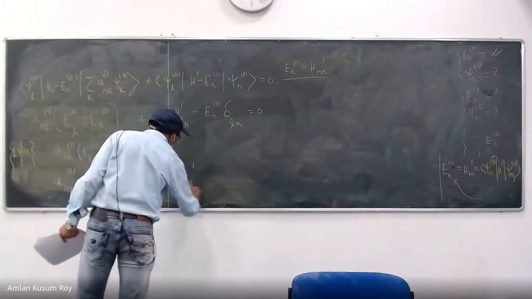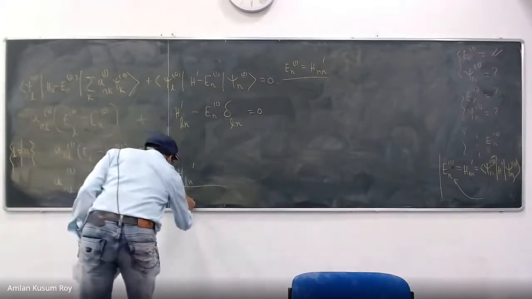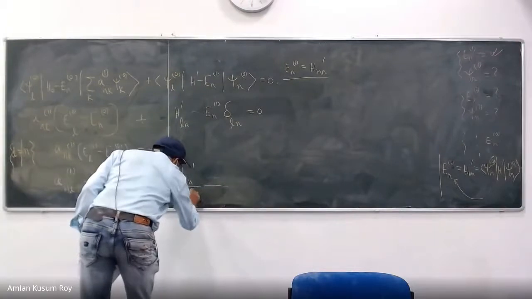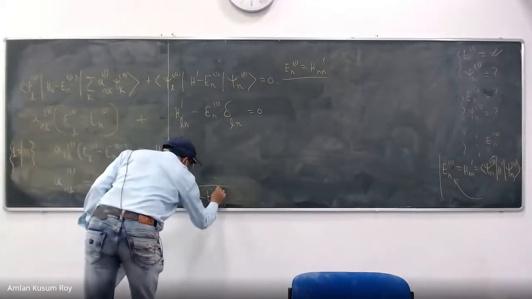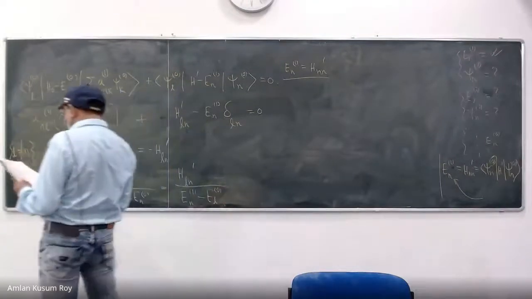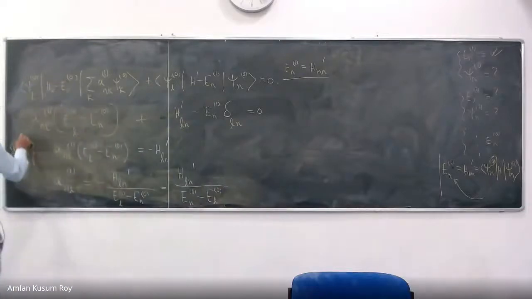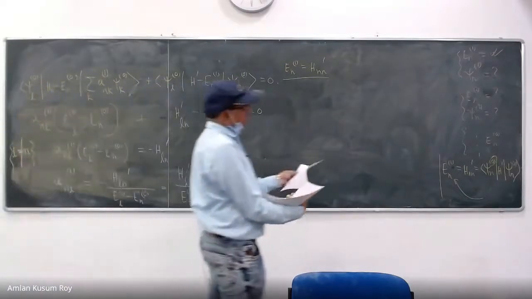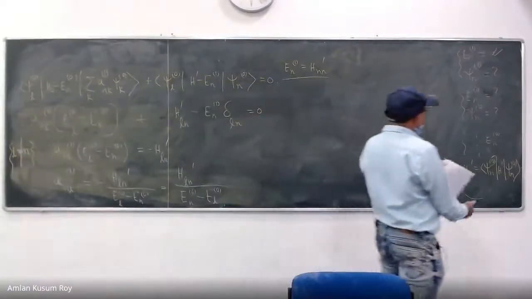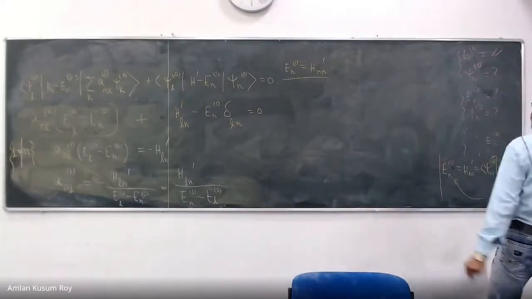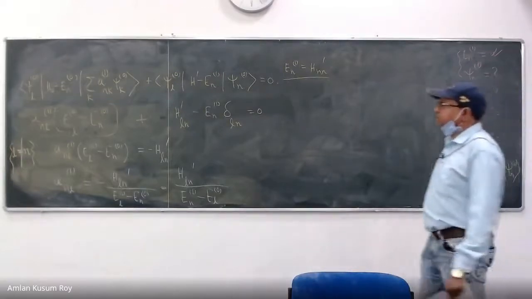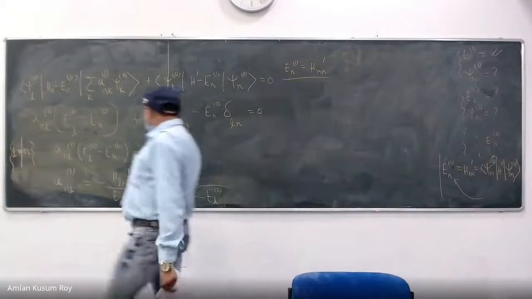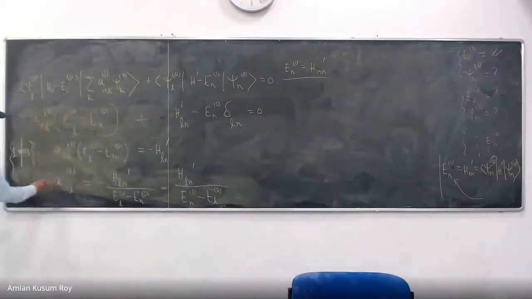So that means I can write HLN prime over EN0 minus EL0. That's an important relation for me when L not equals to N. Why it is important? We'll see that. Okay? But we still have not made any progress. Remember, this is a good one. Why?